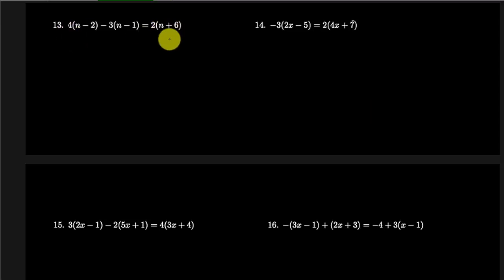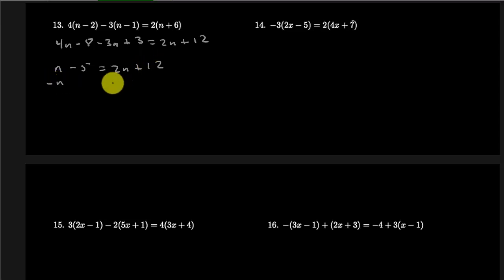All right. Let's clear the parentheses. So I get 4n minus 8 minus 3n plus 3 equals 2n plus 12. Okay. Now, let's combine like terms. So I get 4n minus 3n is n. Negative 8 plus 3 is minus 5 equals 2n plus 12.